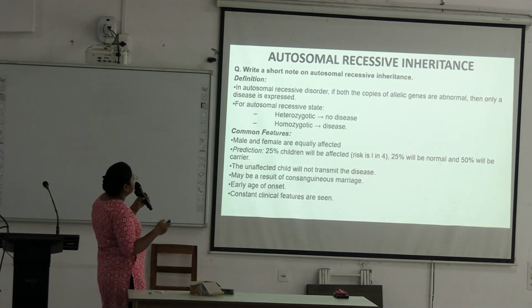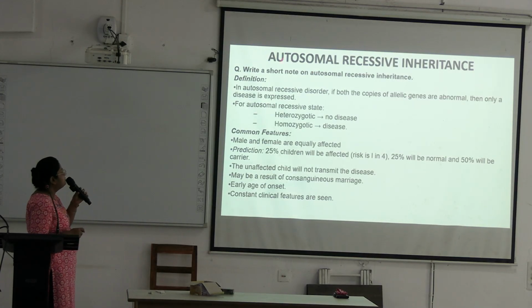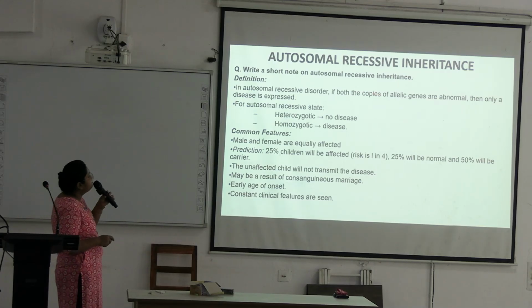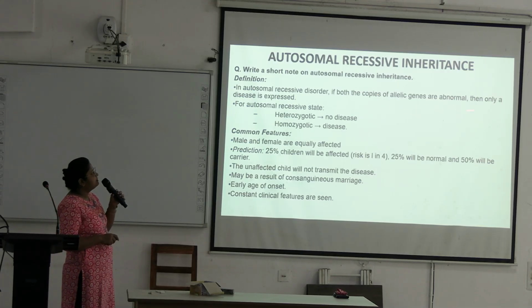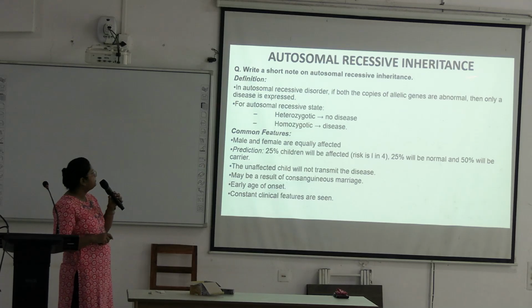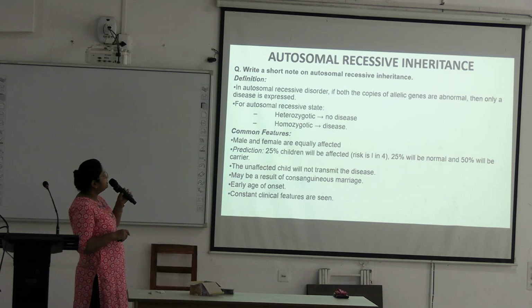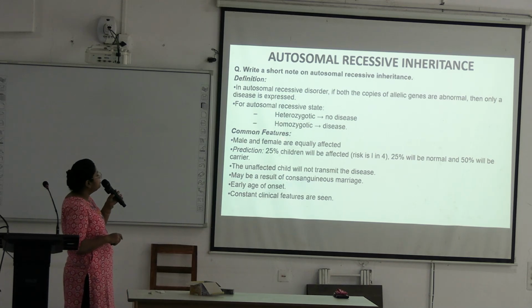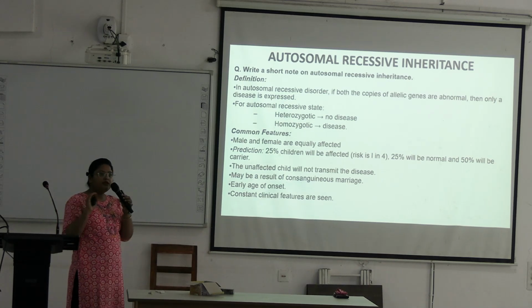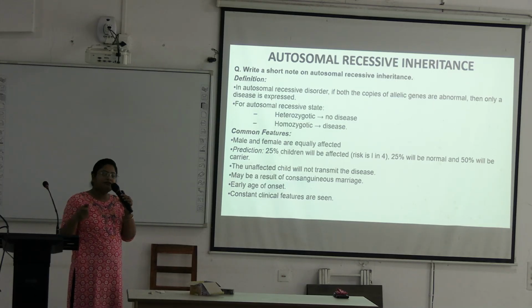Next, we are going to autosomal recessive inheritance. In an autosomal recessive disorder, only if both copies of the allelic genes are abnormal is the disease expressed. For the autosomal recessive state, heterozygotes have no disease. The homozygous pattern has the disease. Only the homozygous pattern with the affected alleles will be affected.